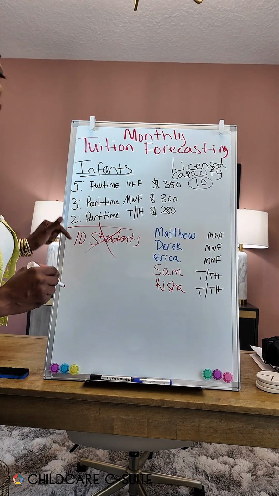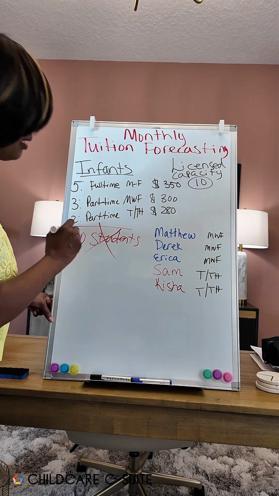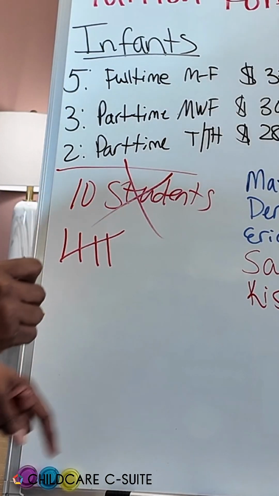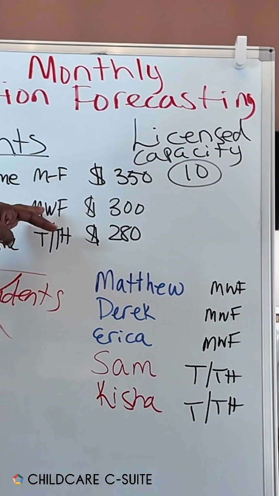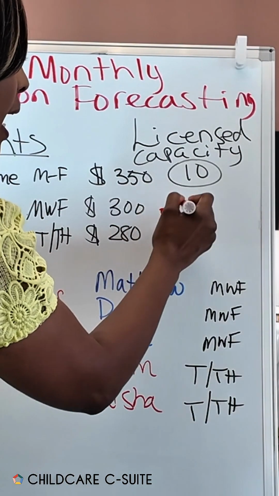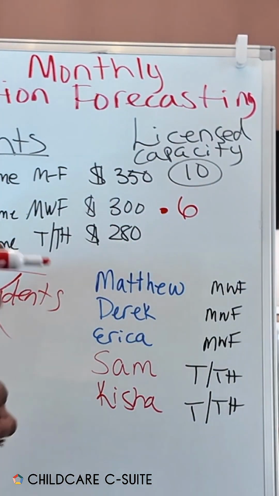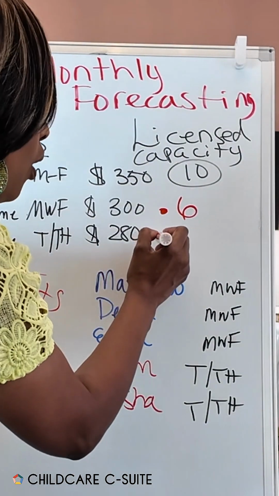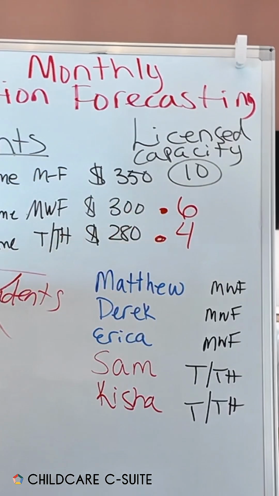How many full-time students do I have? 5. Let's do our little tally marks. 1, 2, 3, 4, 5. Now, over here, a Monday, Wednesday, Friday is going to be considered a 0.6 because they're taking up 60% of enrollment in that class. And a Tuesday, Thursday is going to be considered a 0.4.